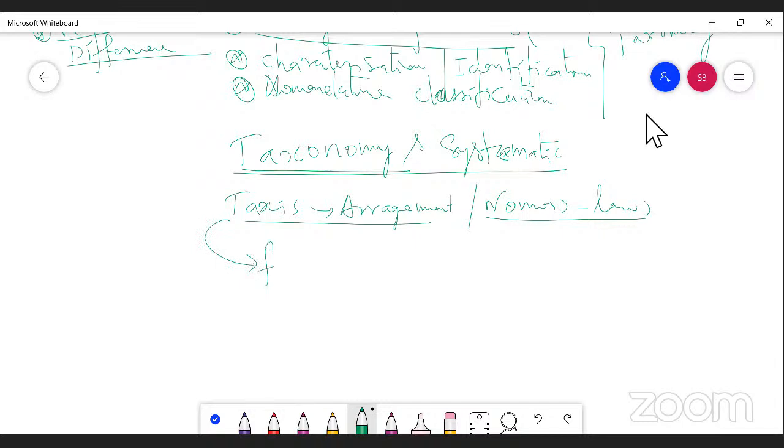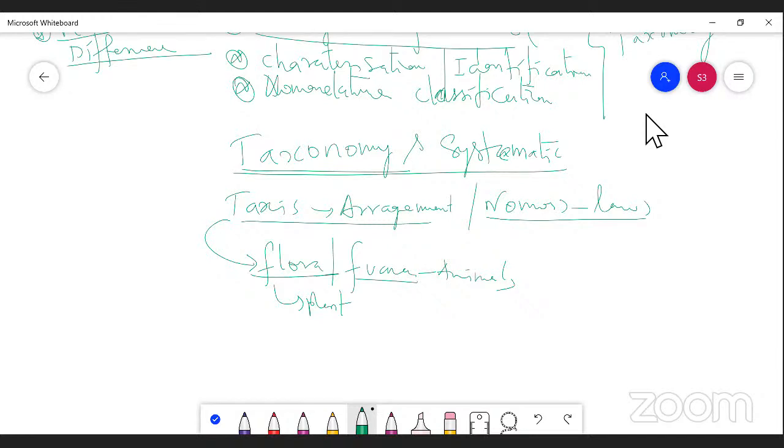Throughout taxonomy, we classify into two categories. One is flora, another one is fauna. Fauna means animal. Flora means plant. So according to taxonomical rules, the animals and plants are divided and arranged in categories. This process is taxonomy and systematics, including microorganisms also.